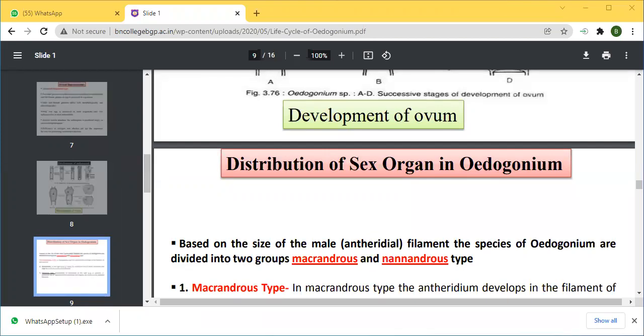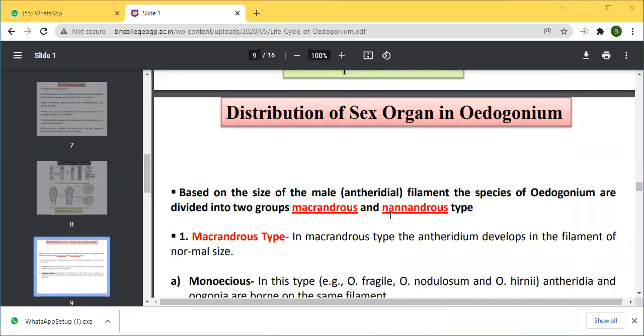What is that, ma? The first species name. On what basis are these two divided? Anyone to tell? Girls, tell me, anyone to respond. On what basis are these divided into 2? Size of the male filament. Size of the male filament. What is the species name?